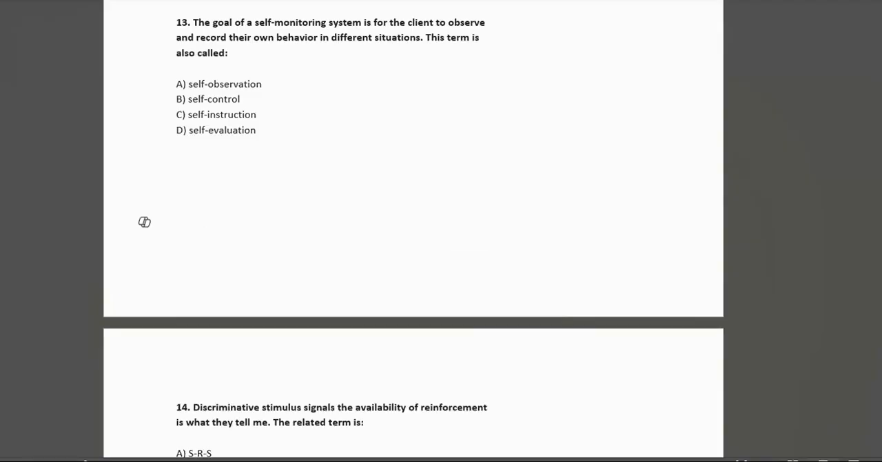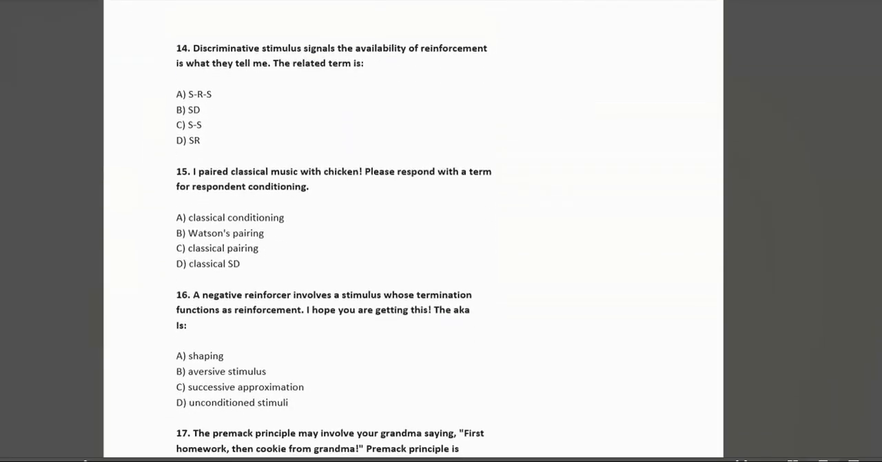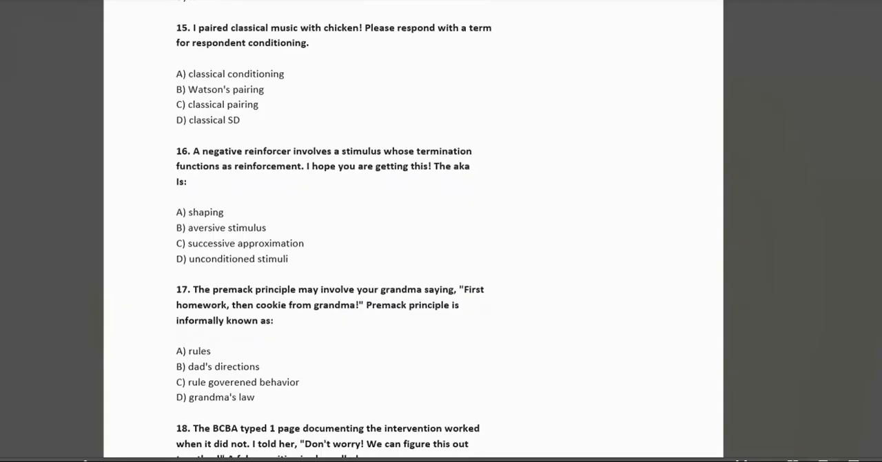So, number 14, discriminative stimulus signals the availability of reinforcement is what they tell me. The related term is, that would be B, SD. That would be the SD. Amazing. That is correct.